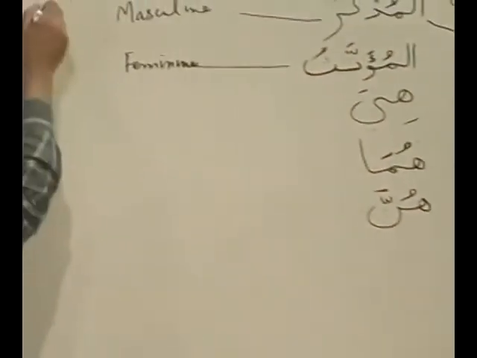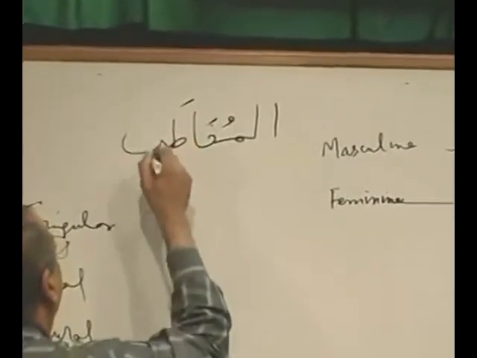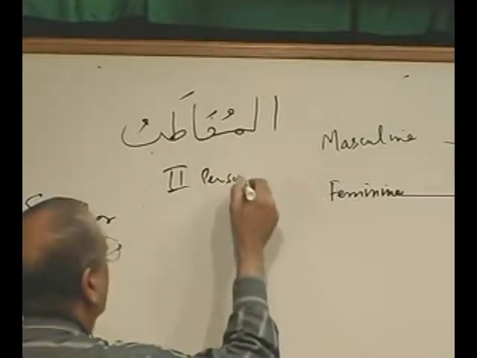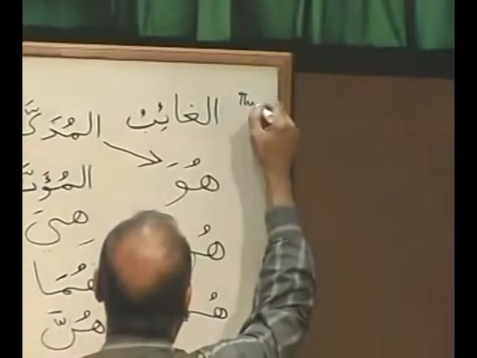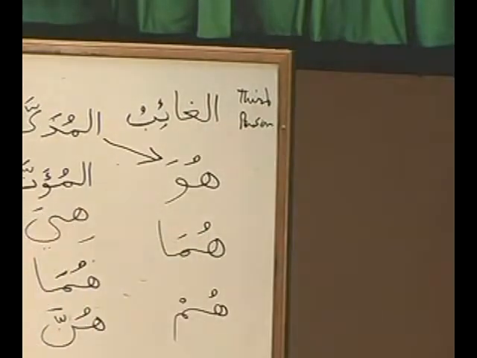Are you with me, brothers and sisters? Huwa, huma, hum. Hiya, huma, hunna. But if you already know a little bit of Arabic, then you know the next one is mukhatab. Al-mukhatab. There is a fatha there. This is second person. And this is your first person. No, third person, I beg your pardon. Third person. Okay.